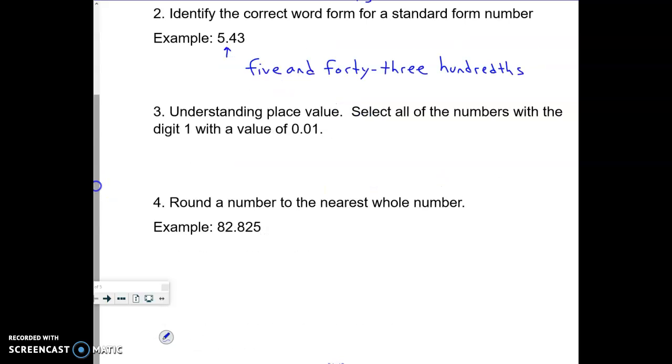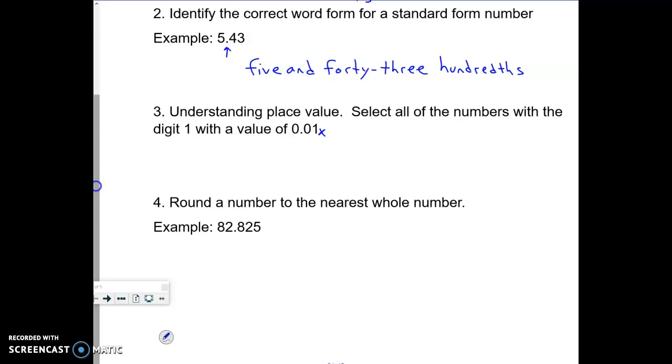All right, question number 3 is going to give you a list of numbers, and it's all about understanding place value. So you're going to look at this list of numbers, and it says to select all the numbers with the digit 1 that has a value of this place value.